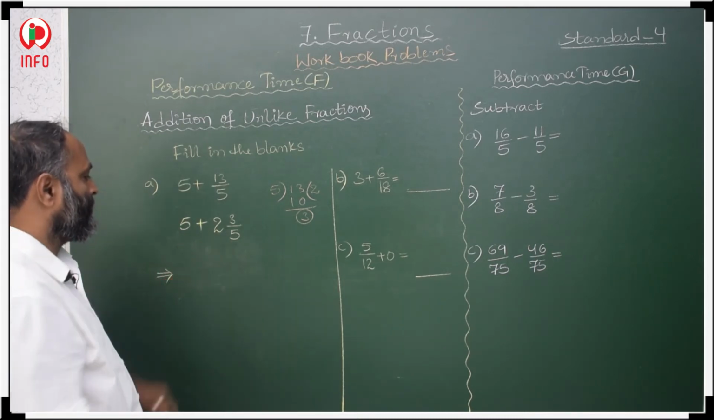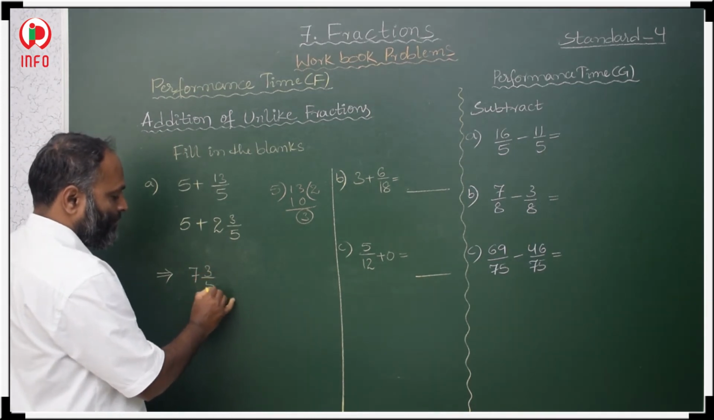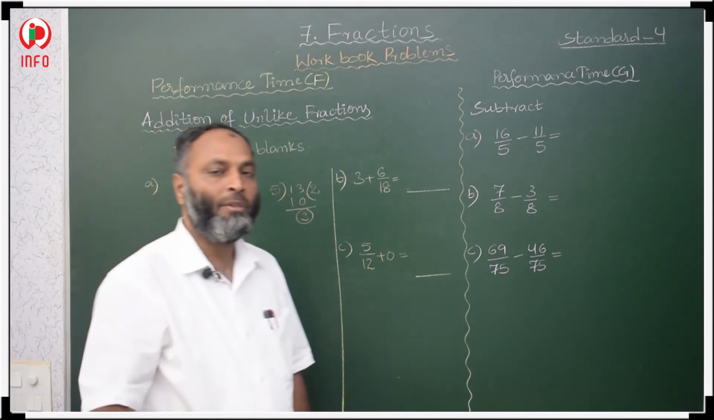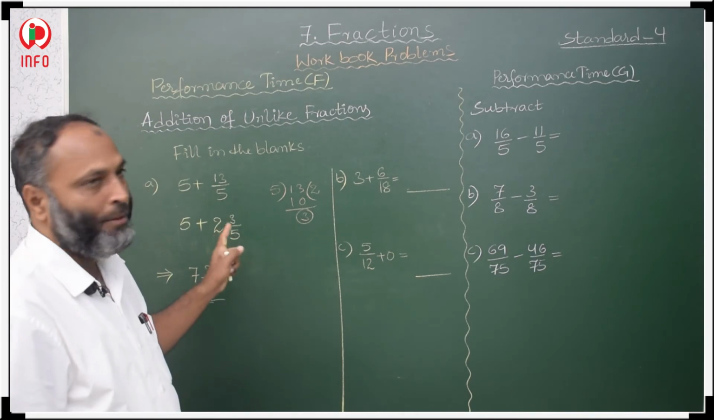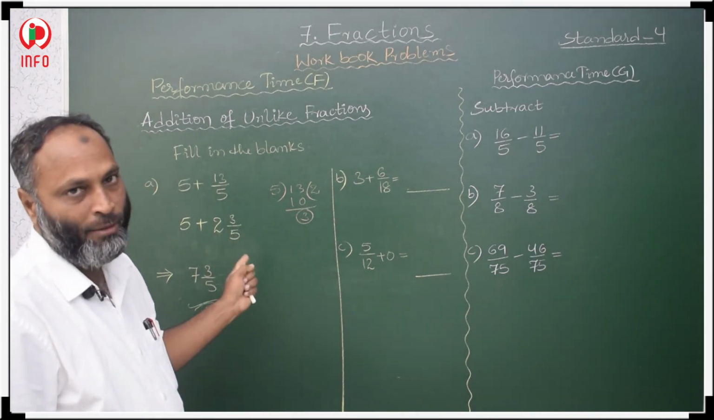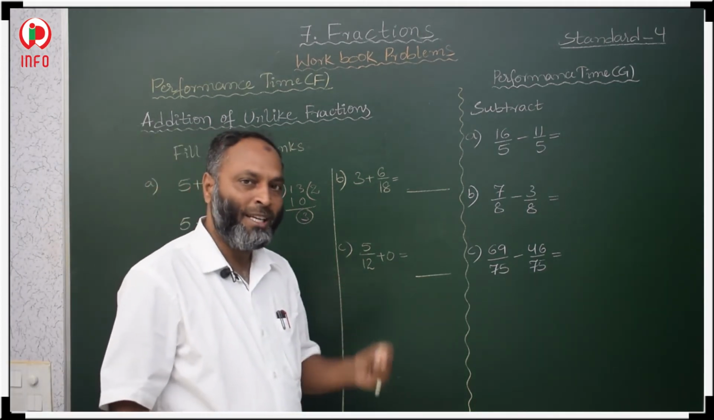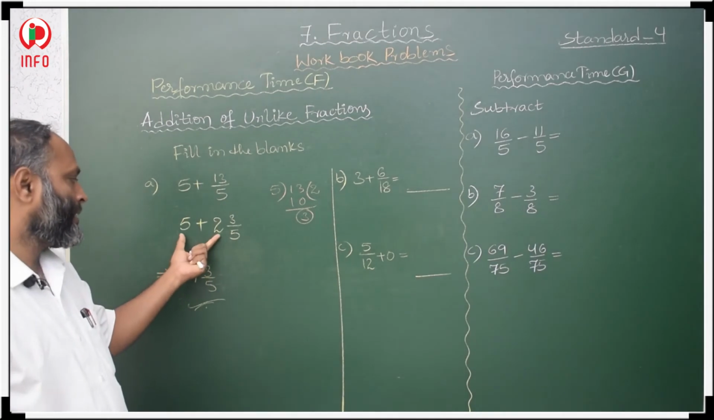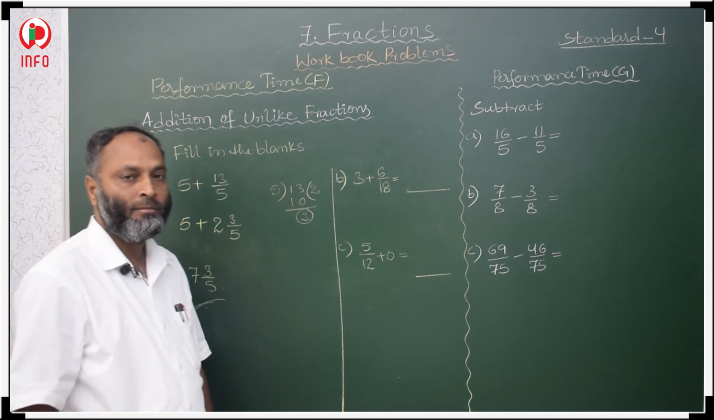5 plus 2 is 7, so 7 3 by 5, that is it. The fraction 3 by 5 we have to write as it is. Okay. This is the method when an improper fraction is given. First we have to convert the improper fraction into mixed form, then add the whole parts, 5 plus 2 is 7, and write this fractional part.